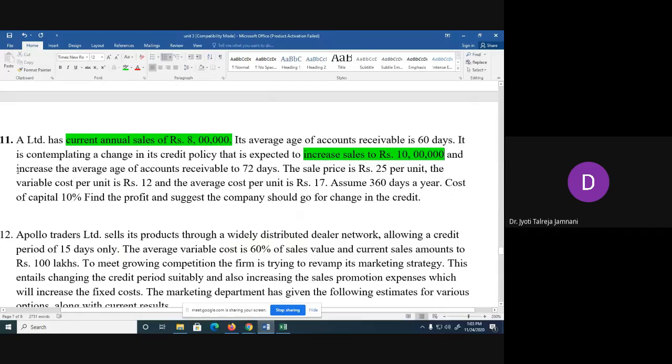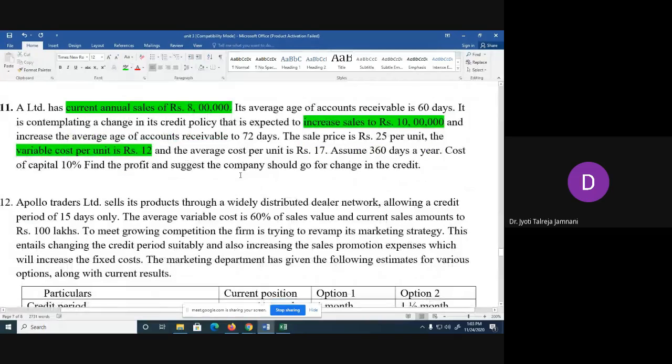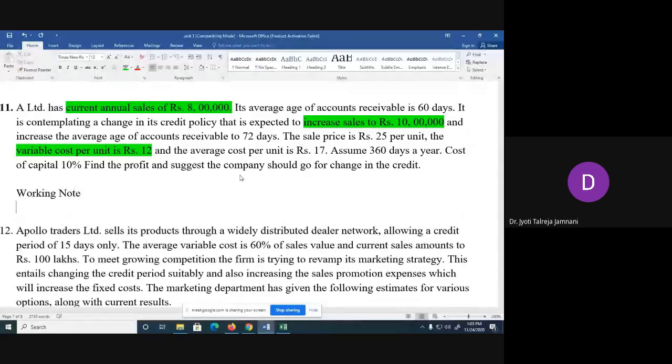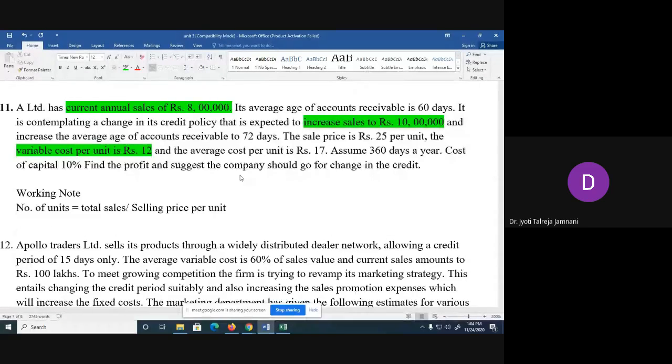Variable cost per unit is given here, 12 rupees. So per unit cost is given, we need to find the number of units. So I'll show it here. You can write it as a working note. Number of units is equal to total sales divided by selling price per unit. Okay, so number of units. First we'll do for existing.